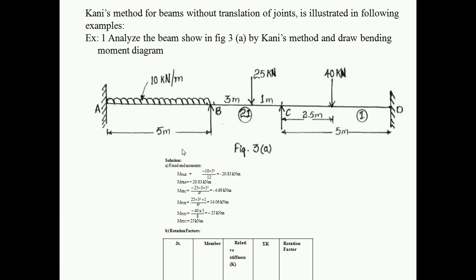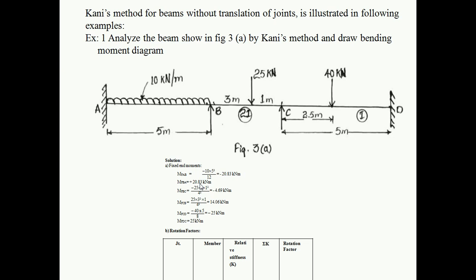Now fixed end moment BC consists of an eccentric point load. So this is minus W into A into B² divided by L². W is 25, A is 3, B is 1, and L is 4 meter. So we get minus 4.69. Now fixed end moment CB is WA²B divided by L². W is 25, A is 3, B is 1 and L is 4. So we get 14.06 kN·m.